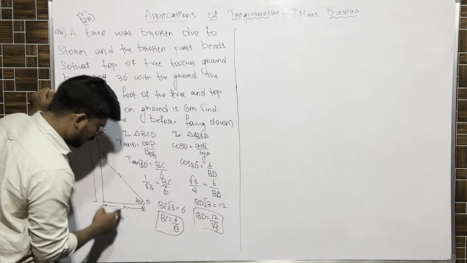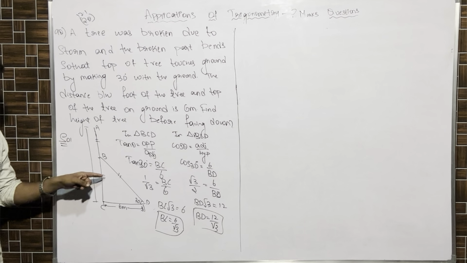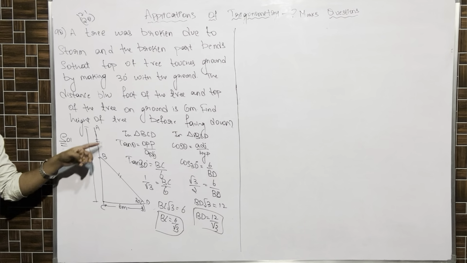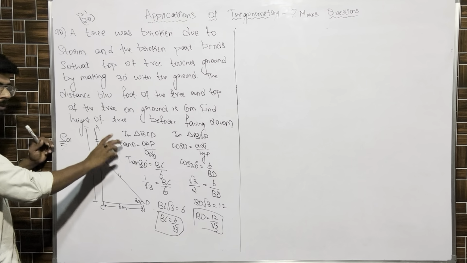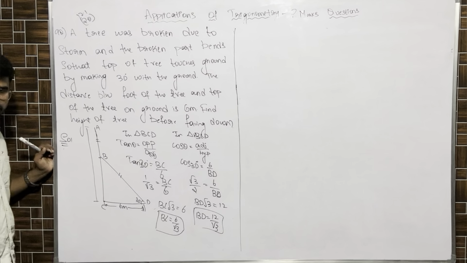We got BC and we got BD. BD is nothing but AB. BD and AB both are equal. So that's why we have to calculate the total length. We have to add these two. Clear? Understood? We have to find the total length. From this point, half of the tree got broken, and now it is touching the ground. The angle is 30 degrees. We have to calculate the total length of the tree.